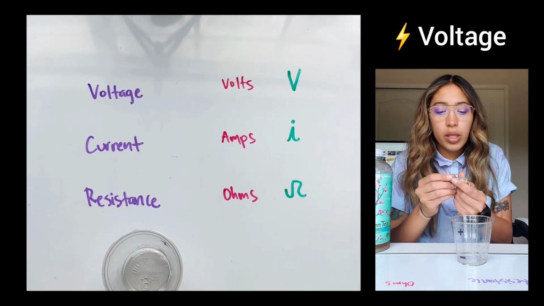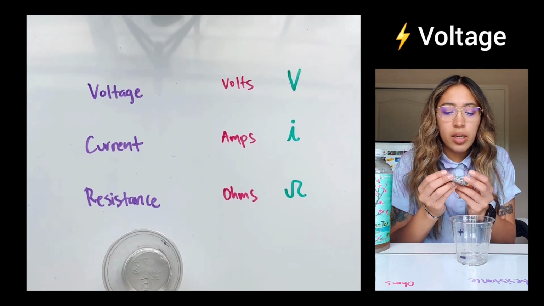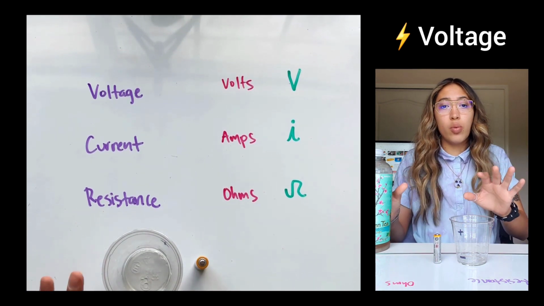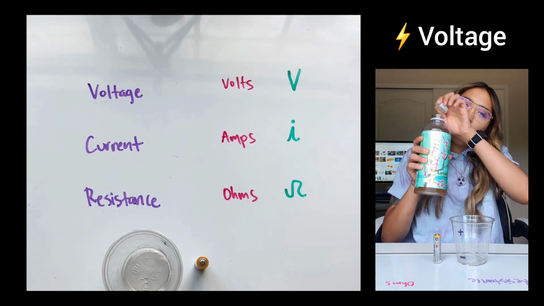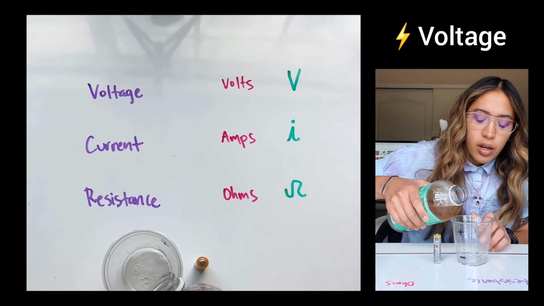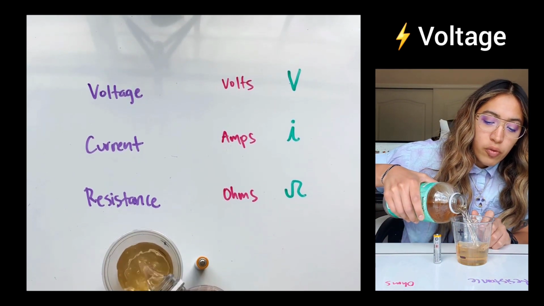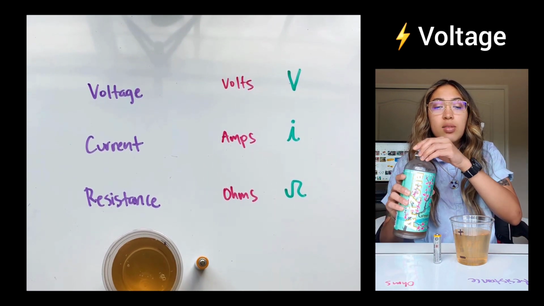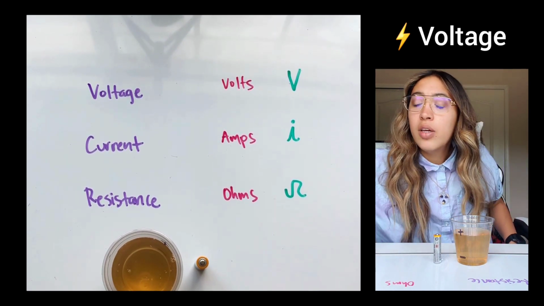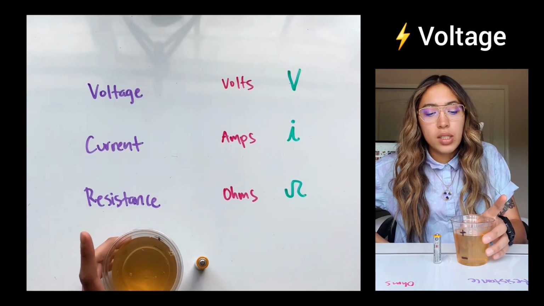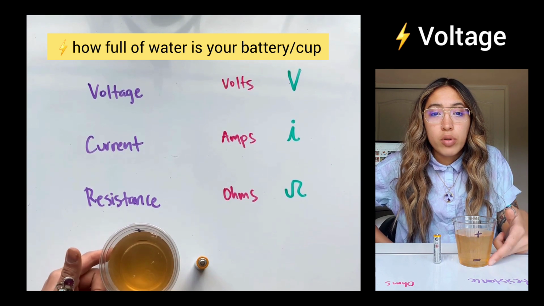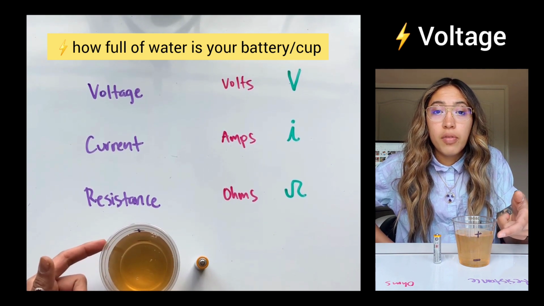If I get a AA battery, it's typically 1.5 volts. So when I think of my cup, which I was going to use water, but this is a little funner, I'm going to fill my cup up to a specific height. So this height is 1.5 volts. If I'm thinking of a battery and I'm using this example of liquid in a cup, then my voltage is the height of this liquid.